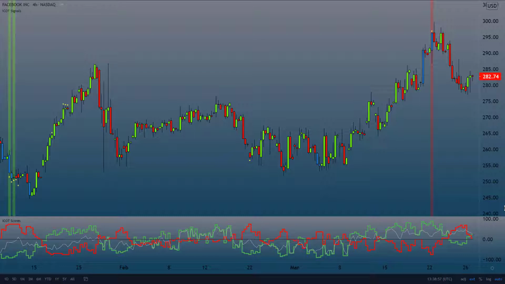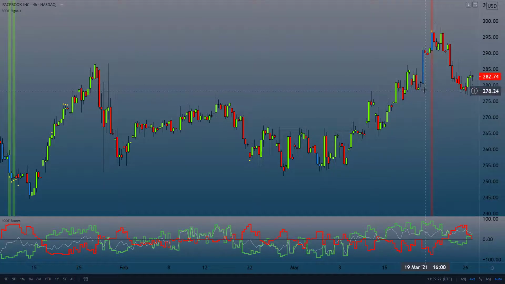And for those of you who are new to this indicator, a brief explanation. Under the price chart, we can find the iCOT score lines, red representing commercials and green representing speculators. Whenever the red line is at an extreme, we get these yellow diamonds. If the yellow diamonds are below the candles, that is a buy signal. And when the yellow diamonds are above the candle, that is considered a sell signal.